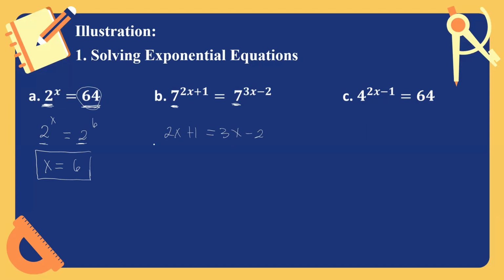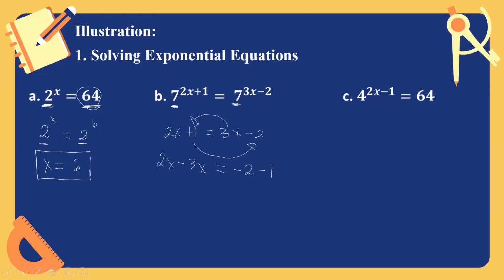So magta-transpose tayo. So we have here the 2x, then we transpose 3x to the other side and positive 1 to the other side naman. So magiging 2x minus 3x is equal kay negative 2 minus 1. So as you can see, nung na-transpose tayo, we change the sign. Okay? So next po natin.